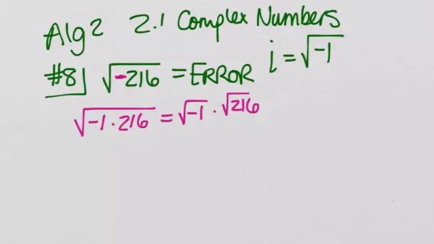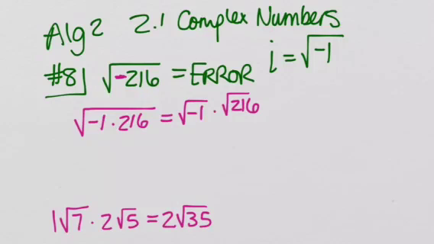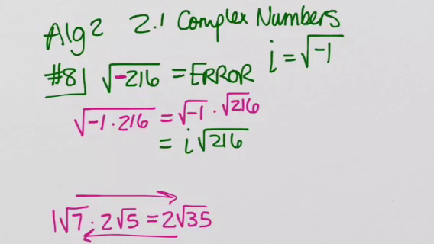Because if you remember, as a side note down here, if I have the square root of 7 times 2 square root of 5, we multiply the outsides together, get a 2, multiply the insides, get a 35, that type of thing. Well, instead of going forwards here, we're going to go backwards. Then I'm just going to substitute in. The square root of -1 is equal to i, and then I have the square root of 216.